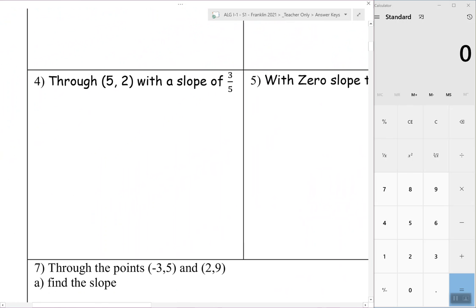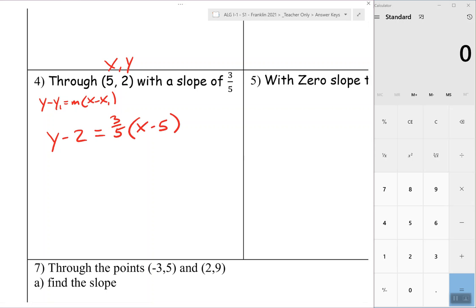Okay, number 4, through 5, 2 with a slope of 3/5. Now here we have a point and the slope. So we need to use point-slope form, which again is y minus y1 equals m times x minus x1. And then we'll solve that to put it in slope-intercept form. So that's y minus 2, that's the y value from the point, equals the slope, which is 3/5, times x minus 5, which is the x value from that point.